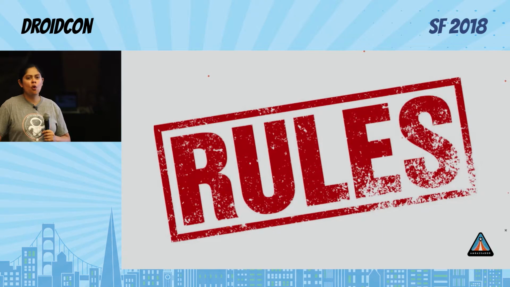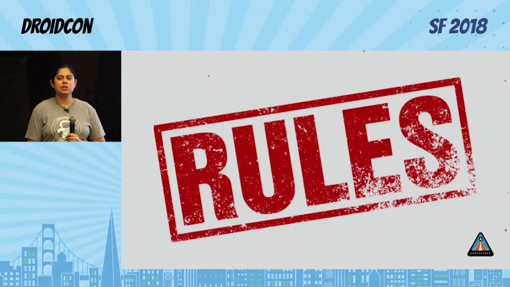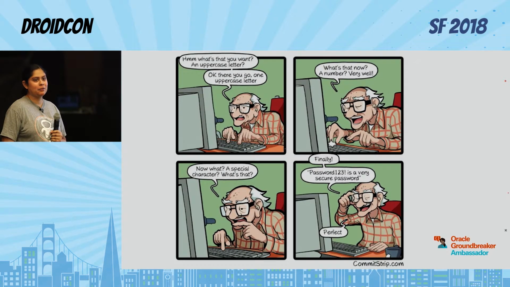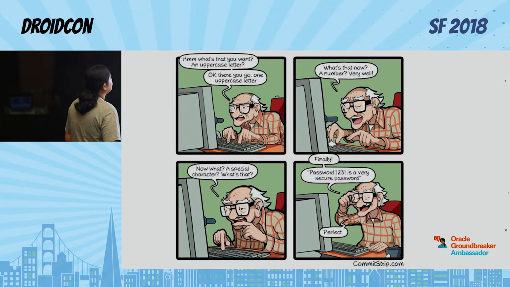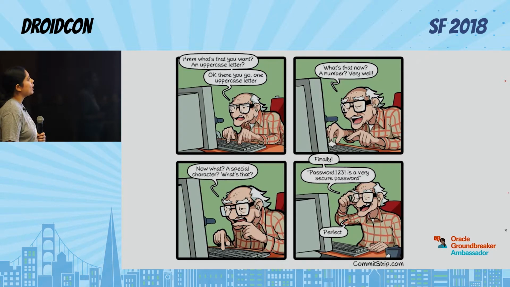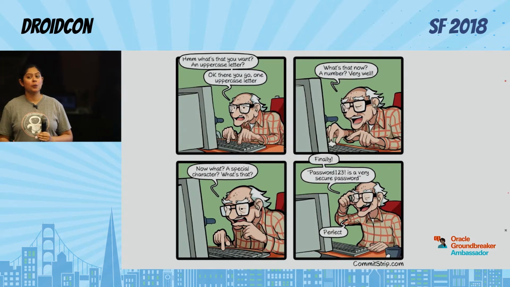We created rules to force users to create better and stronger passwords, and things like this happen. I don't know if you in the back can read, but it says, okay, what's that? You want an uppercase letter. So okay, there's one uppercase letter. Now what's that? A number, very well. Now what? A special character. What's that? Finally, Password123 with an exclamation mark. Super secure password, right? It is not super secure, but it matches the new rules.